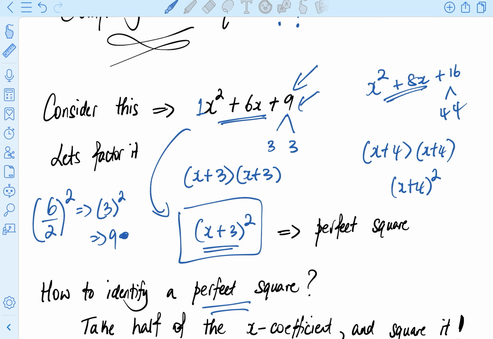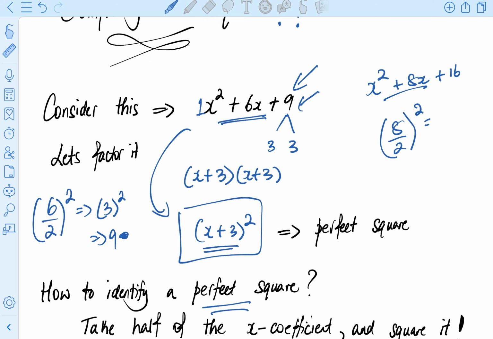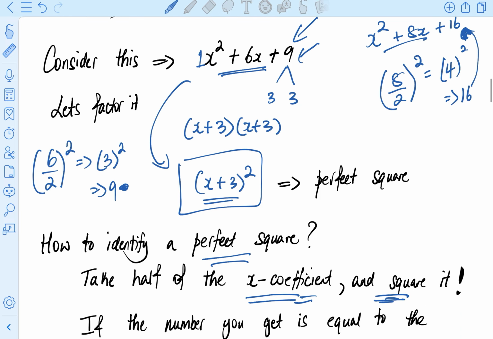Let's test it. What about this one? Let's take half of the x term and square it. We end up with 4 squared, which is equal to 16. Is that the last term? Yes, it is. So because that's the last term, we know that this is also a perfect square.